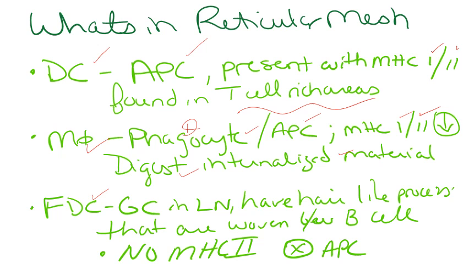So our follicular dendritic cells, and we have these in the germinal center of the lymph node, have hair-like processes that are woven in between the B cells. So there's no MHC class 2, so they don't actually perform any antigen presentation to our CD4. Okay?